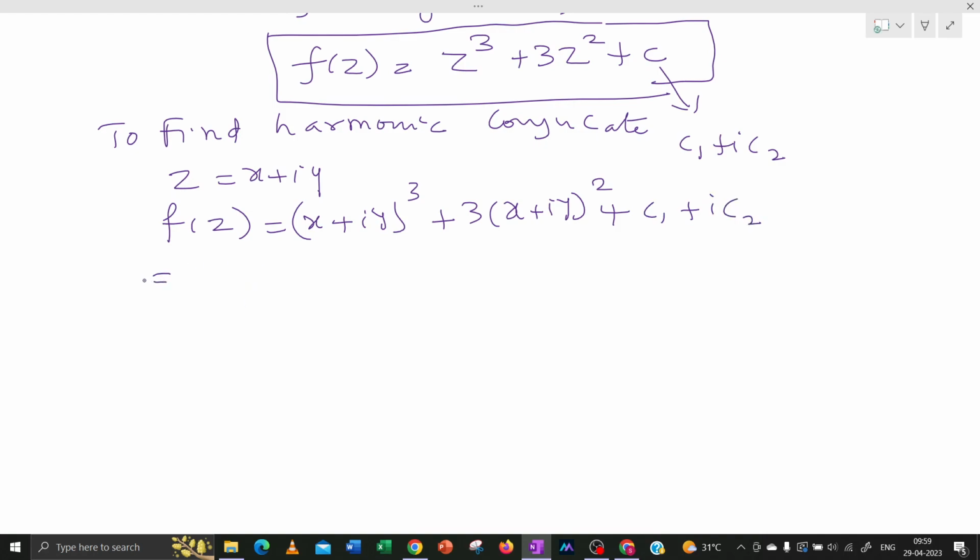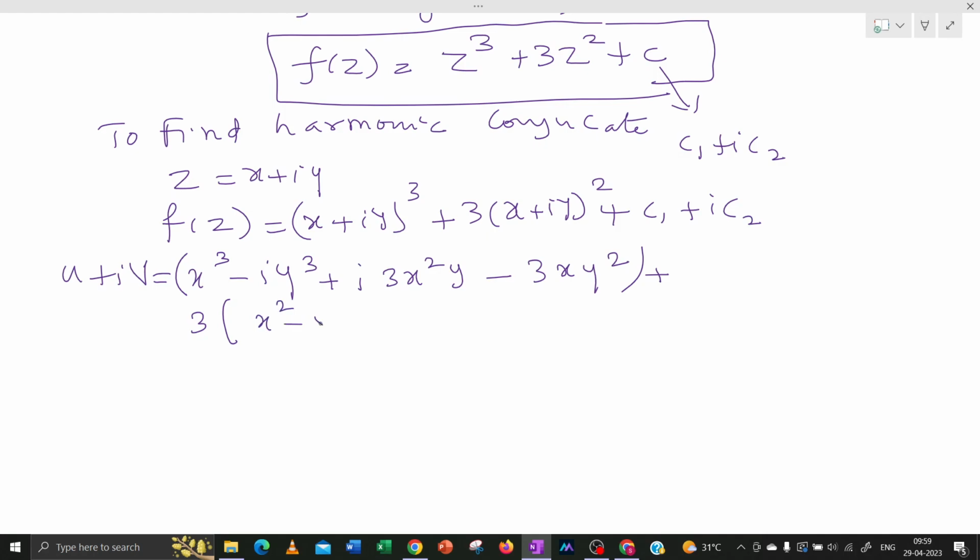So expanding this, u plus iv equal to x cube minus i y cube plus i into 3x square y minus 3xy square, that is one expansion, plus 3 into x square minus y square plus i into 2xy, plus c1 plus i c2.